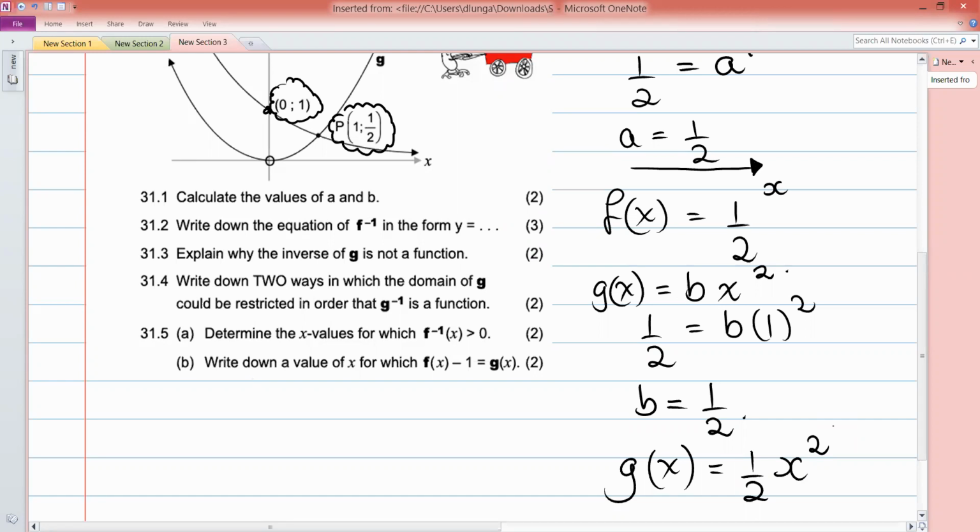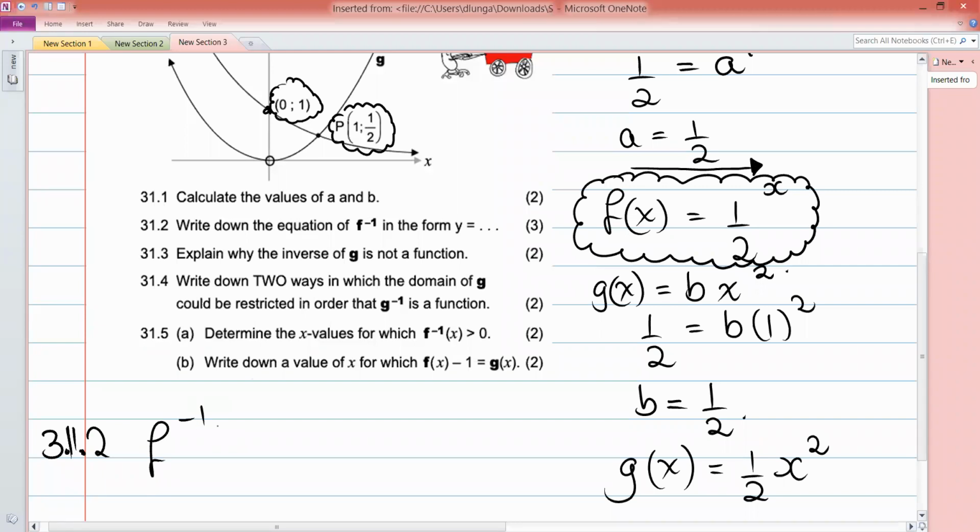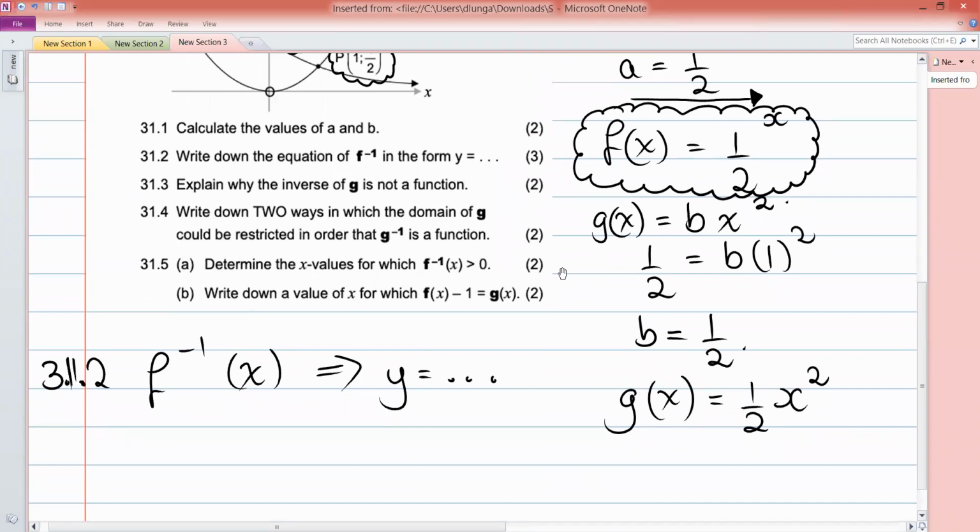Now, write down the equation of f inverse, okay? So we're dealing with this one. f inverse in the form y equals... So they want us to write f inverse in the form y equals... So this is for 3 marks, but usually I would give this like 1 or 2 marks. But since it's 3 marks, they want to see the following.